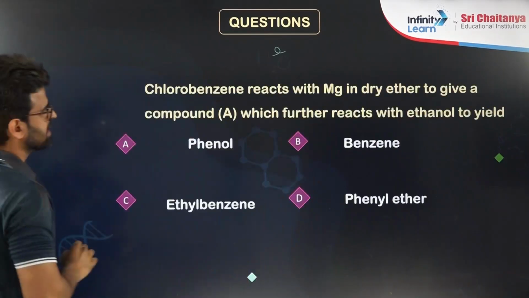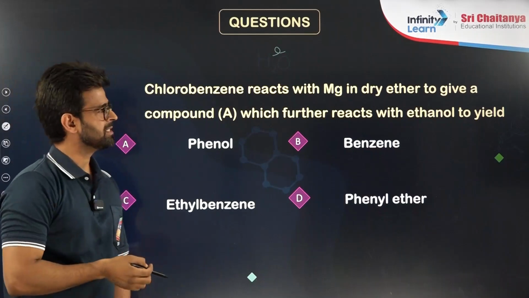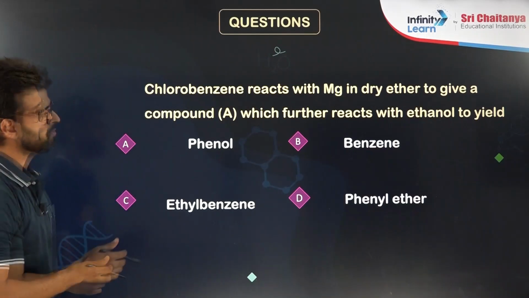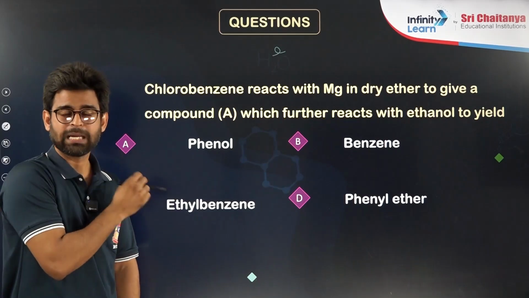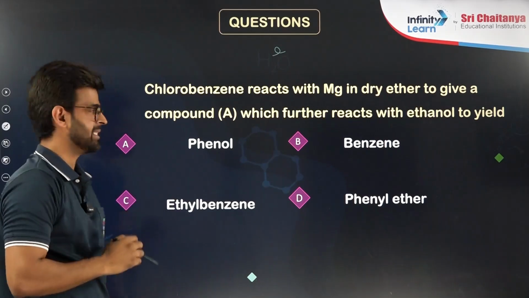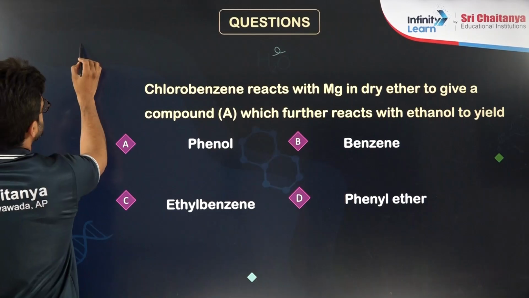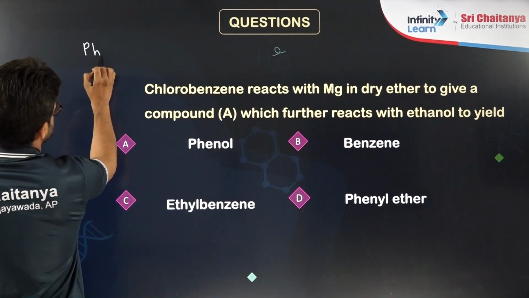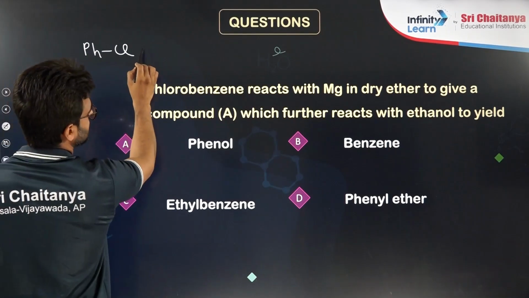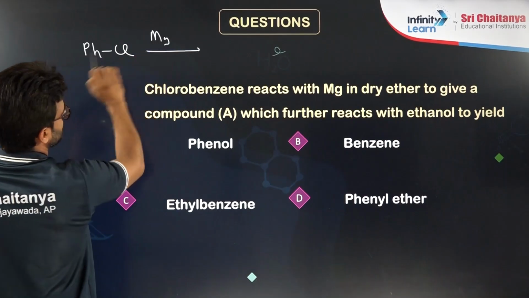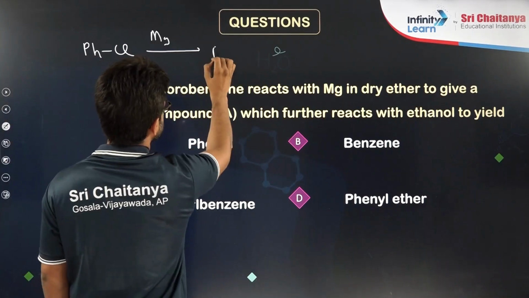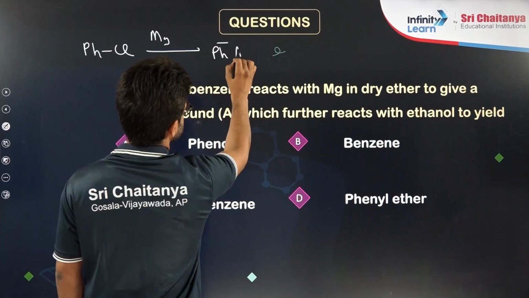Next one is chlorobenzene reacting with magnesium in dry ether to give compound A. Further reacting with ethanol to yield what? This type of question was asked in last year's NEET exam, right? They have chlorobenzene, the phenyl ring, chlorobenzene and magnesium in dry ether. Again, why dry ether? Because here we have a metal. So this will make our Grignard reagent here, right?